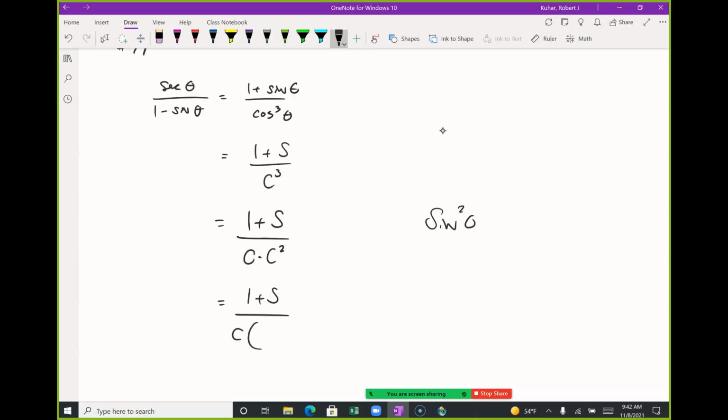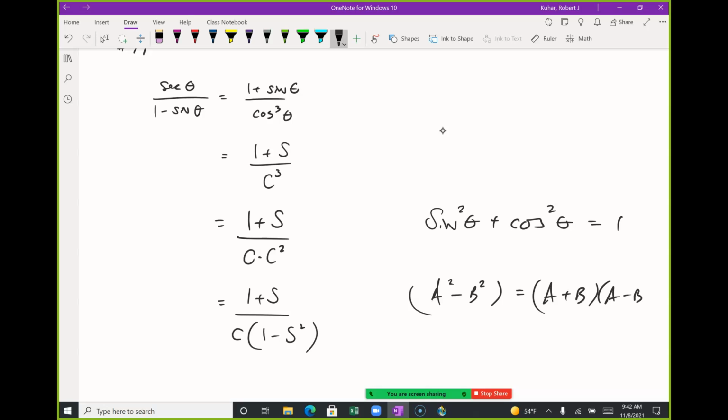Remember sine squared theta plus sine squared? Nice, 1 minus. So I get 1 minus sine squared there. That happens to be factorable, right? Remember, a squared minus b squared is a plus b times a minus b, the difference of squares factoring from 8th grade. And this always shows up when we use conjugates, right?